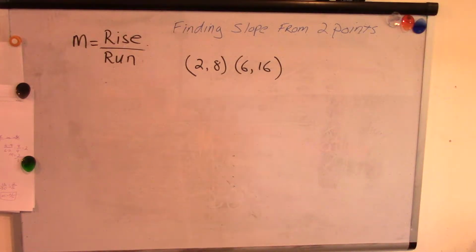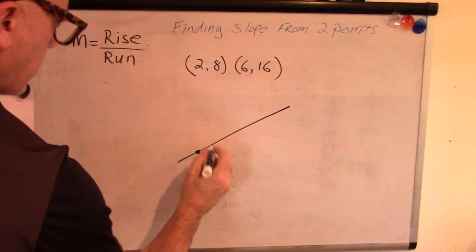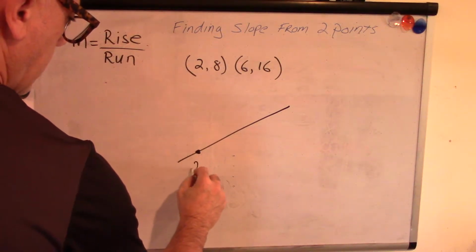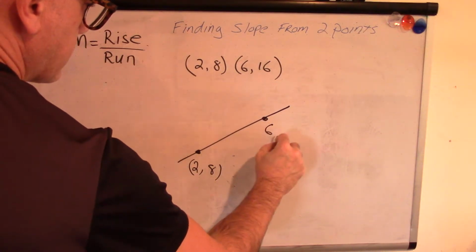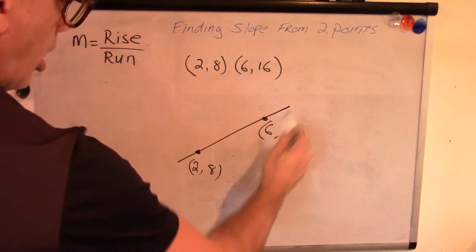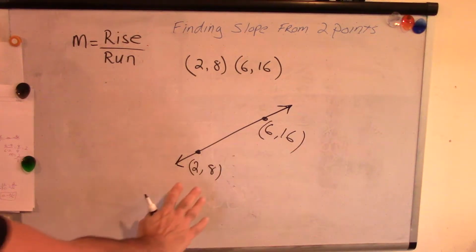Alright, so we're going to find slope from 2 points. We don't have a graph here, we're just given 2 points. We have a point of (2, 8) and another point of (6, 16). So what that means is that there's some line somewhere. We don't know where this line is, but on this line there is a point at (2, 8), and there's a point somewhere else on this line at (6, 16), and all points in between and all points beyond. It's a line with those 2 points.